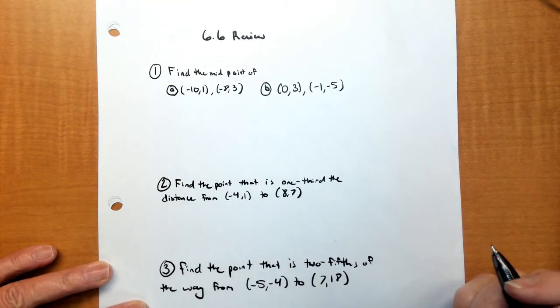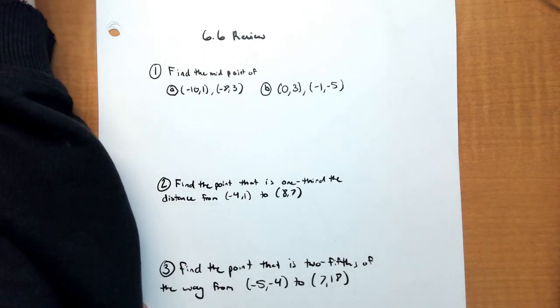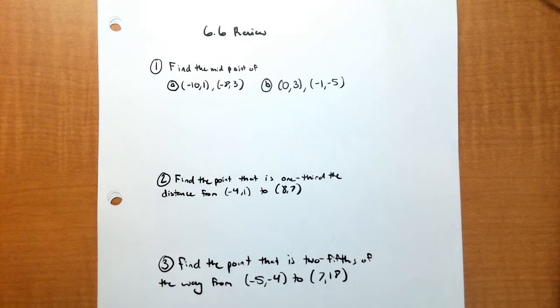Hello, this is a quick review of the review for 6.6, which was specifically about midpoints, but a little bit of the distance formula.